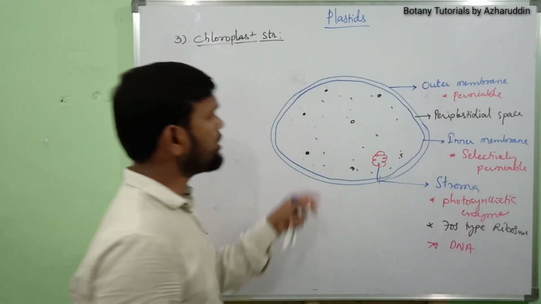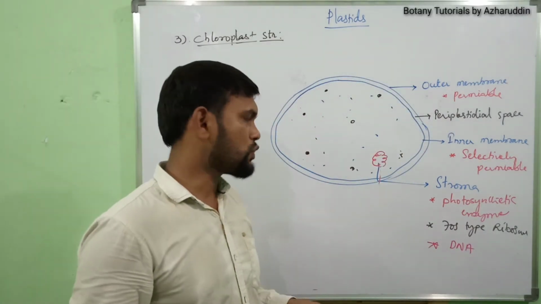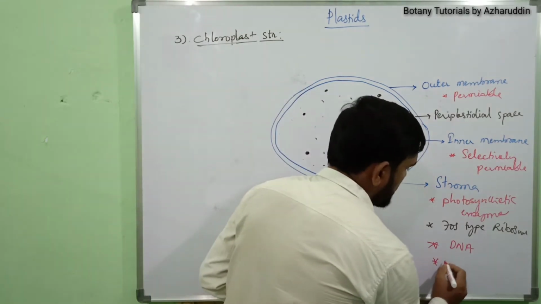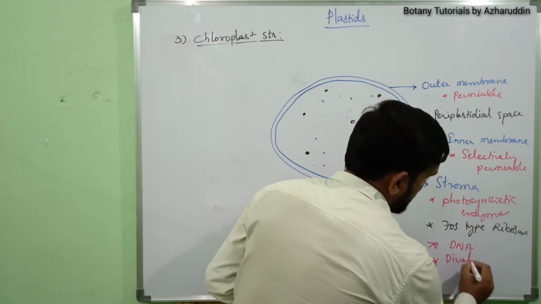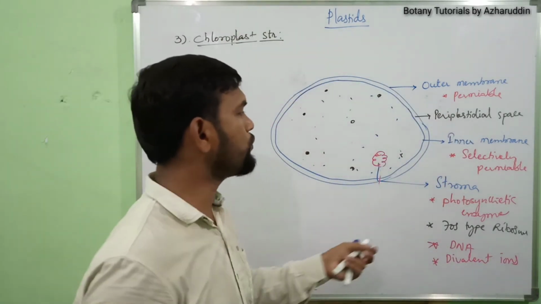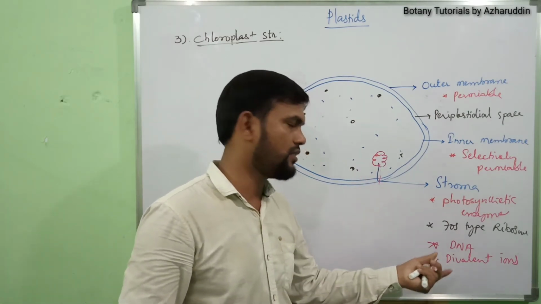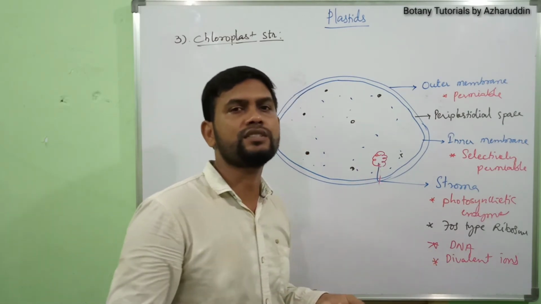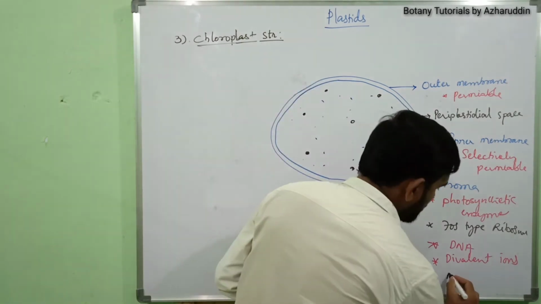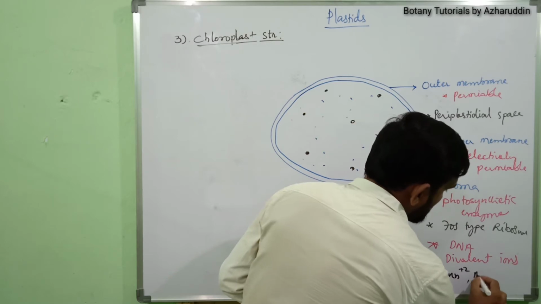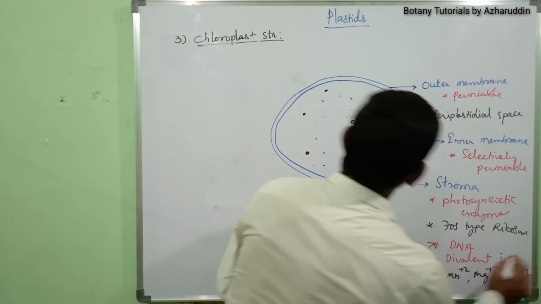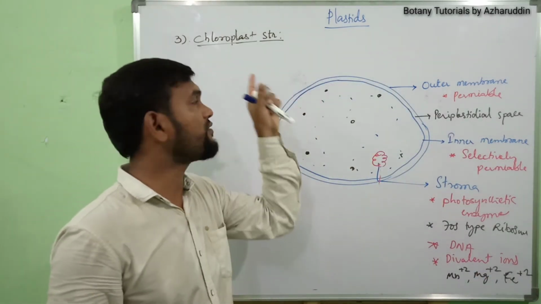Next, the stroma also contains divalent ions. These divalent ions are useful in the activation of enzymes. Divalent ions like manganese, magnesium, ferrous, etc. are present in the stroma of the chloroplast.